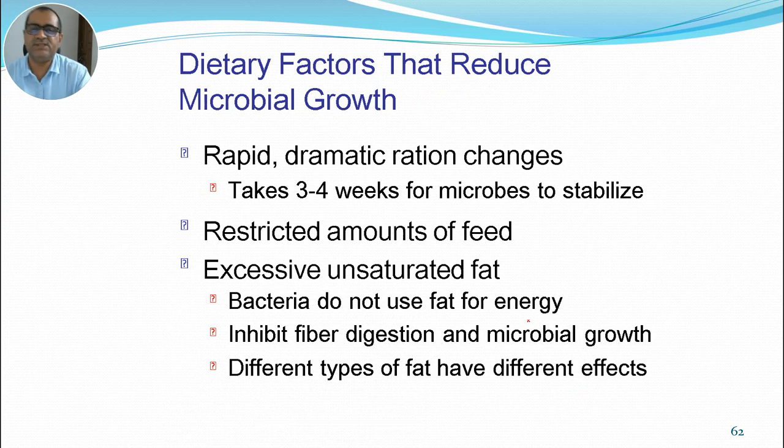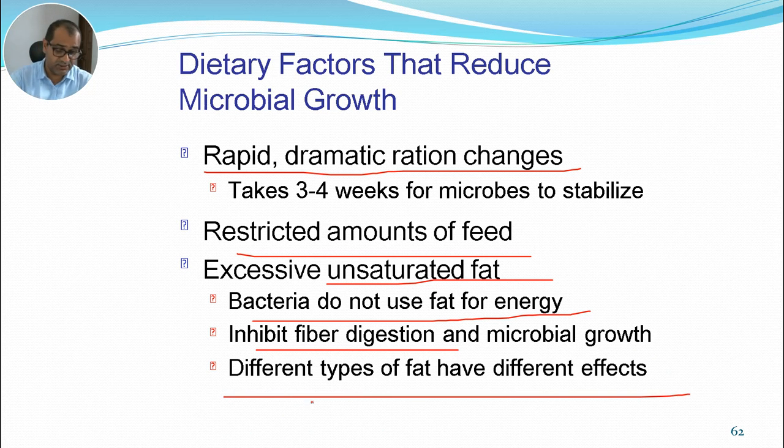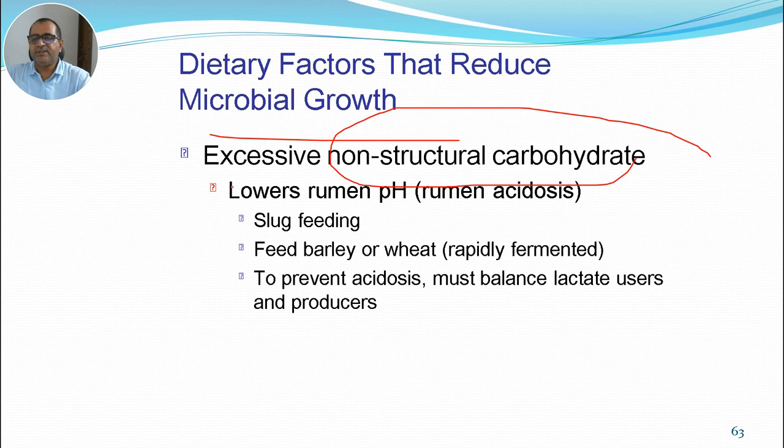Then the dietary factors that reduce microbial growth are rapid or dramatic changes, like a sudden change in the pH, a sudden change in the feed, restricted amounts of feed, and excessive unsaturated fat, as bacteria do not use fat for energy. Fats inhibit fiber digestion, and different types of fats may have different effects. Other factors are excessive non-structural carbohydrates, like whenever there is a lowered rumen pH and slug feeding, then rumen acidosis may also happen.